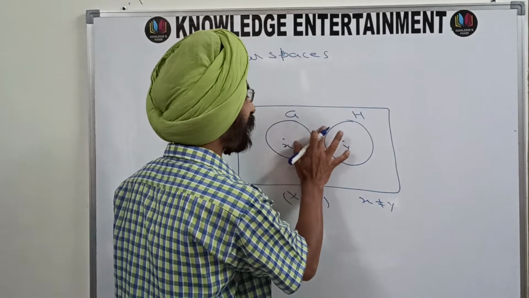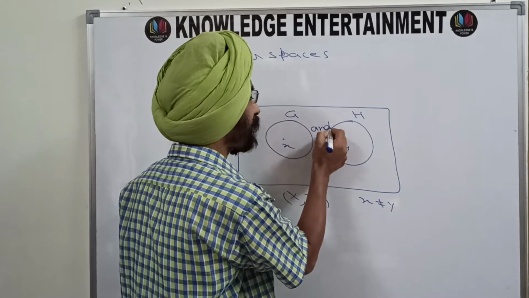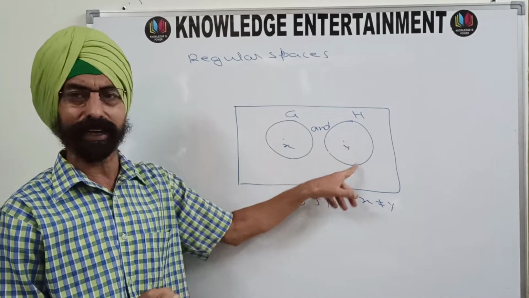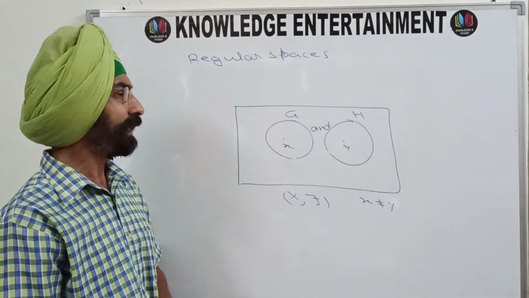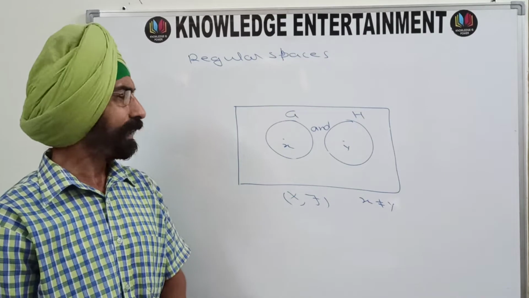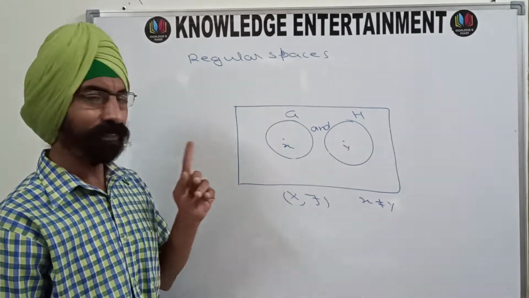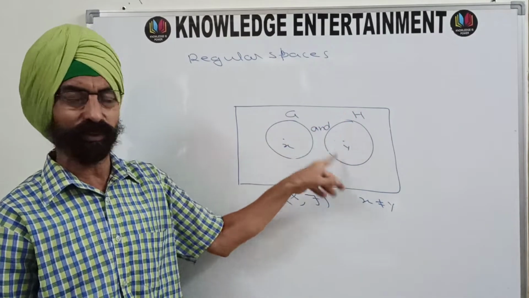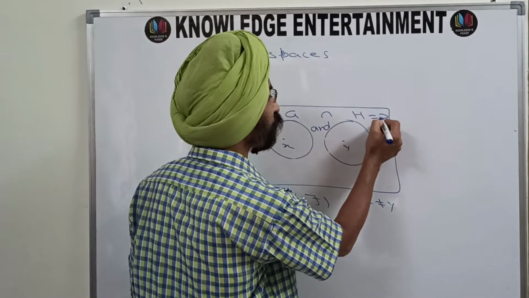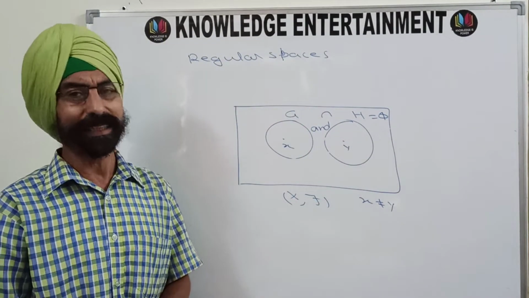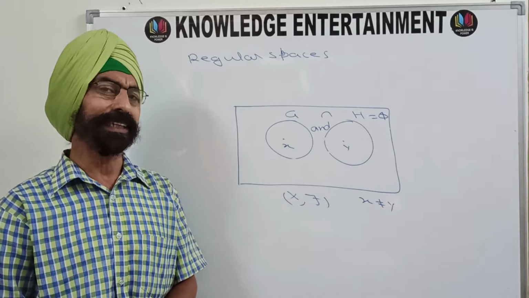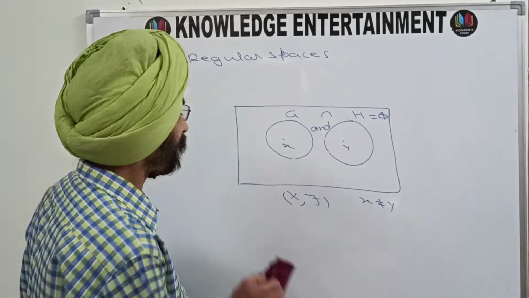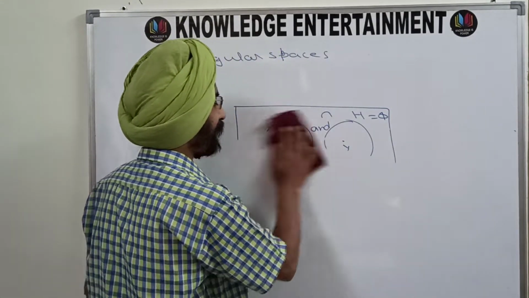If we are able to find both these sets, open set G containing x and open set H containing y, G not containing y, H not containing x, then the space is T1. That means a Fletcher space. The third condition is, if we are able to find these two sets G and H, G containing x, H containing y, such that G intersection H is phi also, that means G and H are disjoint, then we say that the space is T2 space, that means the Hausdorff space. And now we are moving towards the next one, that is the regular space.